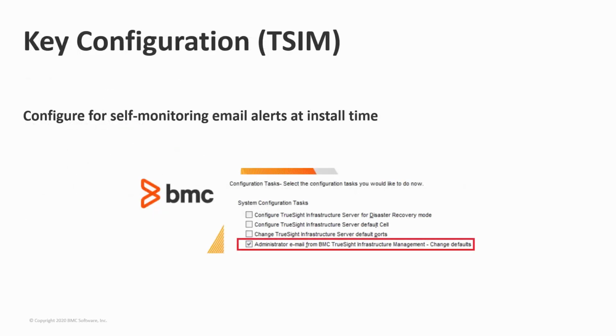We'll now look at some of the different configuration items, starting with TSIM. It is very important for email alerts to be configured so that administrative type emails will be received. It can be done at installation time if this is a fresh install, as there is an option to be checked as shown here. Please be aware that if you're doing a fix pack or service pack install, this option will not appear.